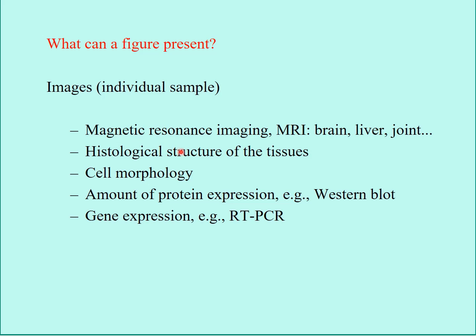Or you can have histological tissue sections. For example, sections of brain tissue or liver tissue. You take a photo, then this can be used as an image. Other cases like biological cells, you take a photo. The Western blot is to detect the amount of protein expression. This is also an image from a gel exposed to X-ray film, then you take a photo from there. Or you want to detect gene expression, for example, a PCR gel image. Those all can be used in the figure.